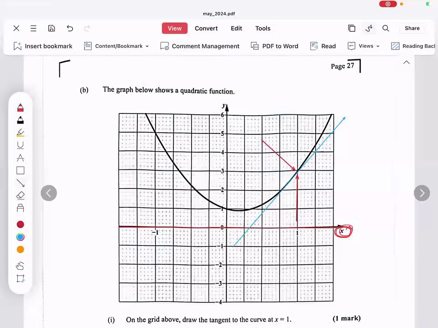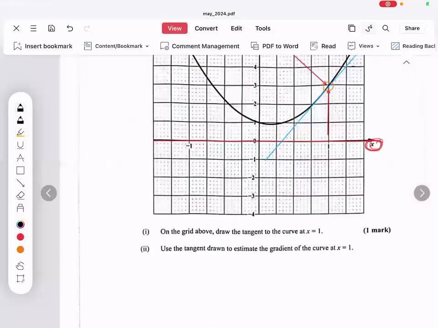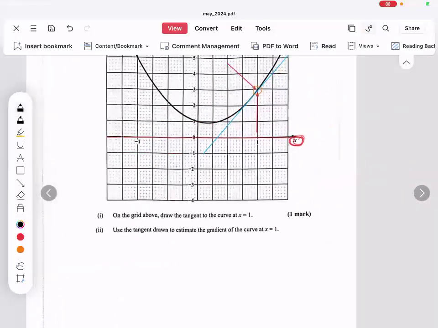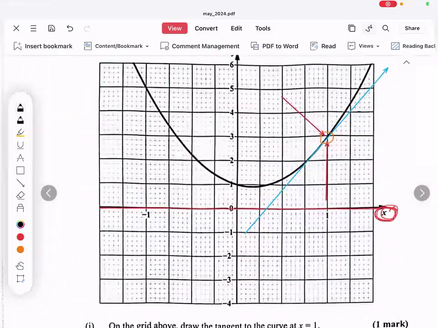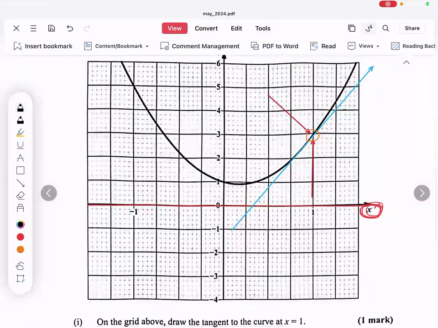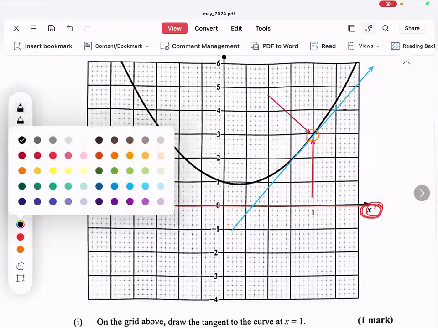Right, so this also is what we call x equal 1. Okay, lovely. Now, questions are coming, so we're all right. It says, use the tangent drawn to estimate the gradient of the curve. So for us to get the gradient at that point, we're going to use rise over run now. So look at this now. Yellow, let's use yellow.